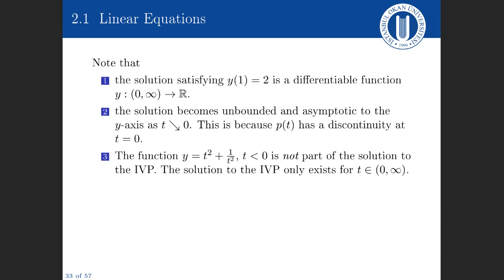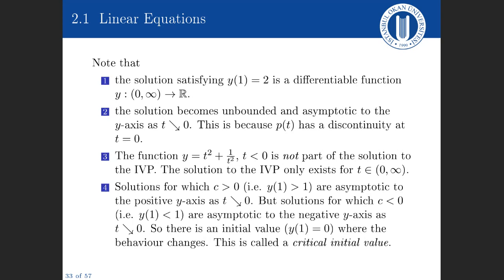There's another function, t squared plus 1 over t squared, for negative t. This is not part of the solution to our initial value problem because there's a discontinuity between that function and our solution. The solution to the initial value problem only exists for t between 0 and infinity. As soon as you get to a discontinuity, we stop.